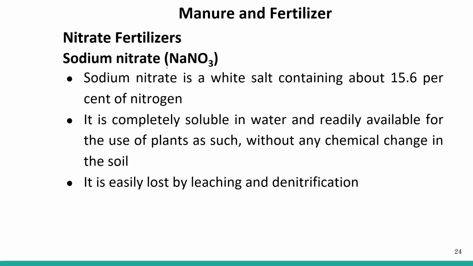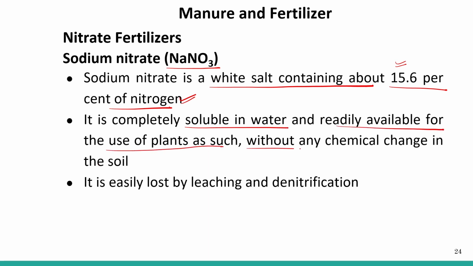Sodium nitrate, NaNO3. Sodium nitrate is a white salt containing about 15.6% of nitrogen. Low nitrogen comparatively, but it is completely soluble in water and readily available for the use of plants without any chemical change in the soil. So it is not causing any chemical change in the soil, and it is completely soluble in water and easily available to the crop. So it is easily lost by leaching and denitrification also.